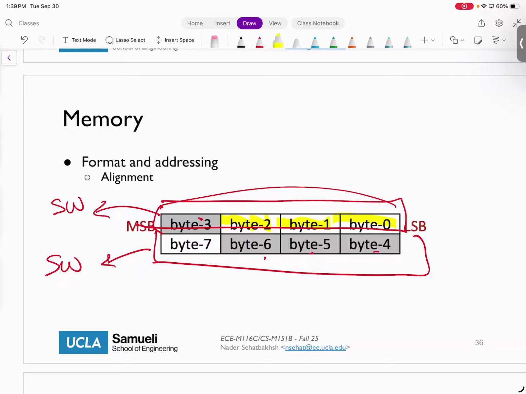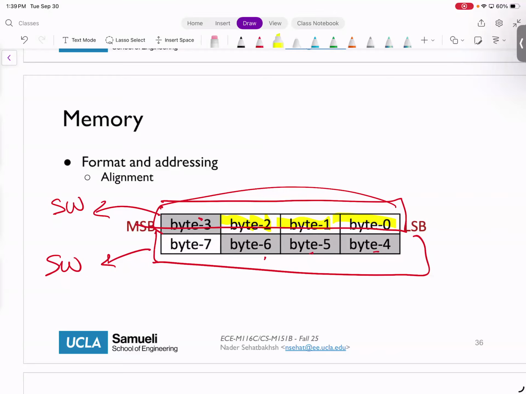RISC-V doesn't allow you to do this kind of thing, so you actually need to issue 2 separate loads. Intel processors, for example, usually allow for misalignment. Yeah. Not being aligned properly? Yeah.